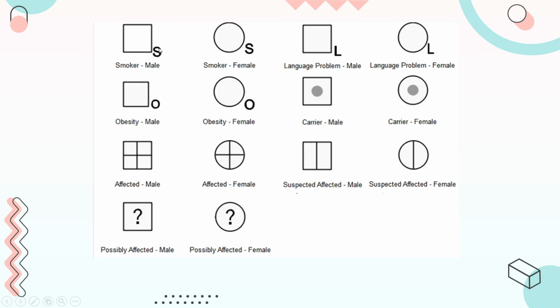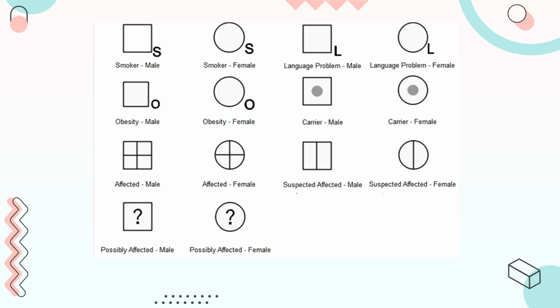Here, smoker, you have to mention these words. If it's a smoker male, you mention the rectangle and the yes here, and then there's language problem. If the person finds it difficult to communicate, has some speaking problem or understanding problem with languages, you have to mention it like that. Obesity, we know it.